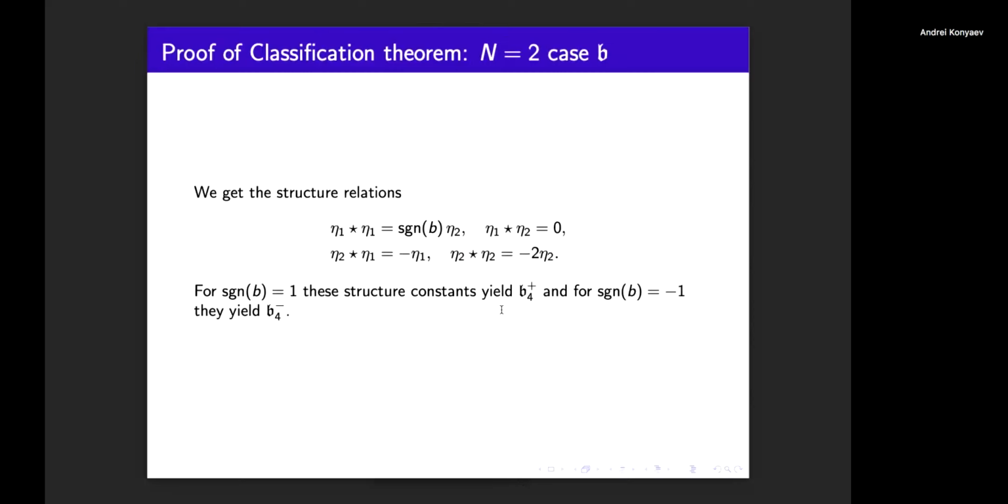So see, the last one took the most work, because we had to come up with different drafts, and that's what we did. And then we see that if the sign is 1, then we get B plus, and for the sign of -1, we get B minus 4. Those are the last 2 left symmetric algebras.